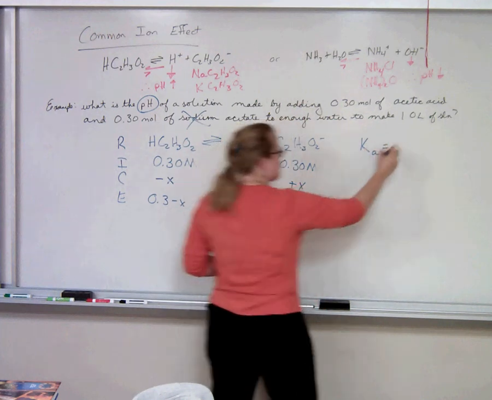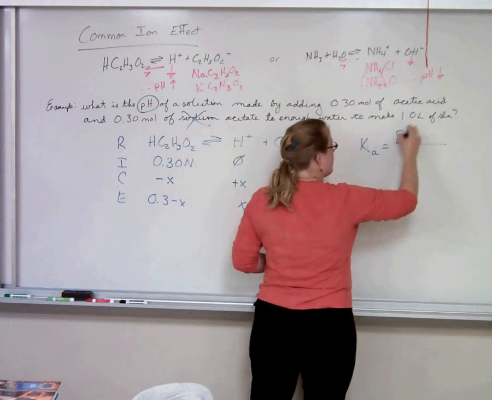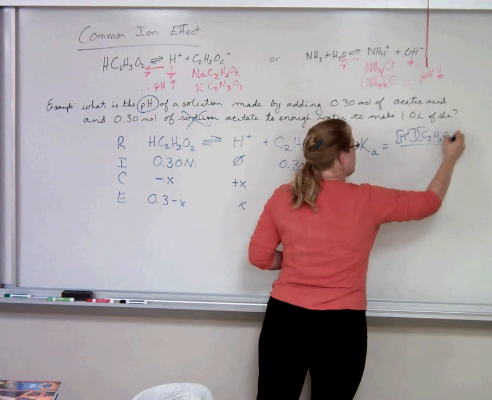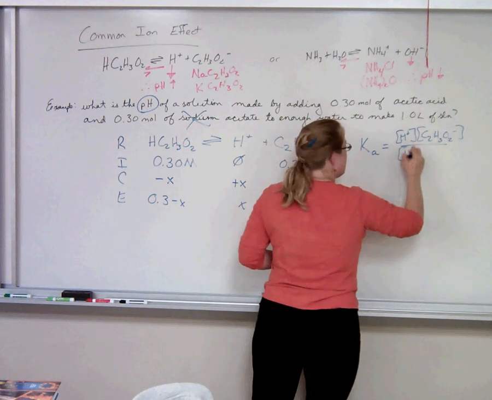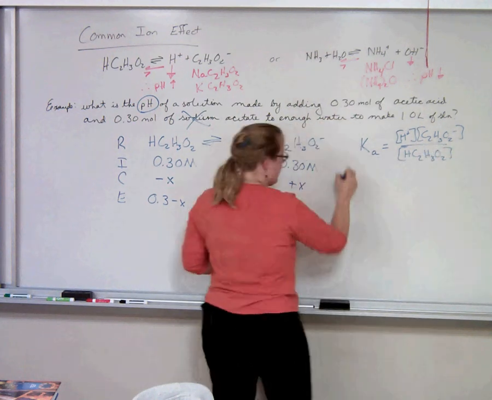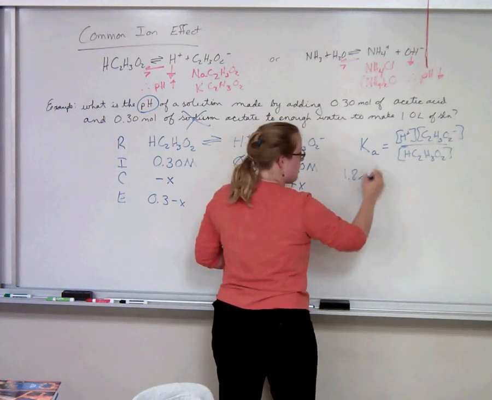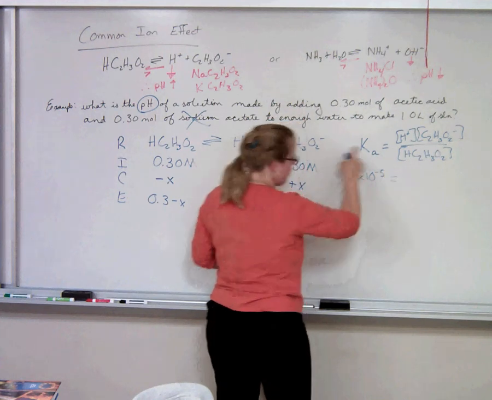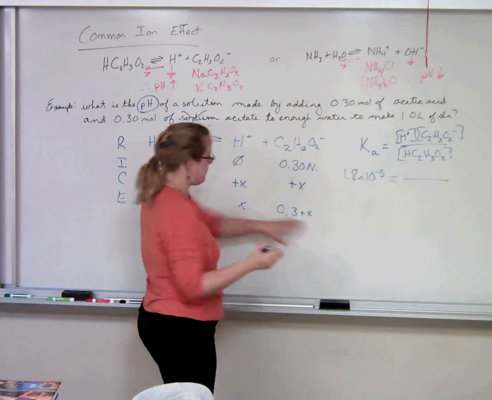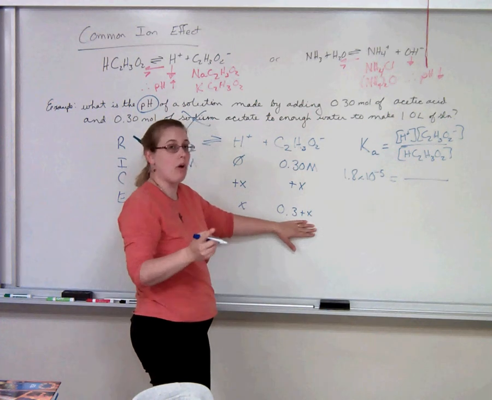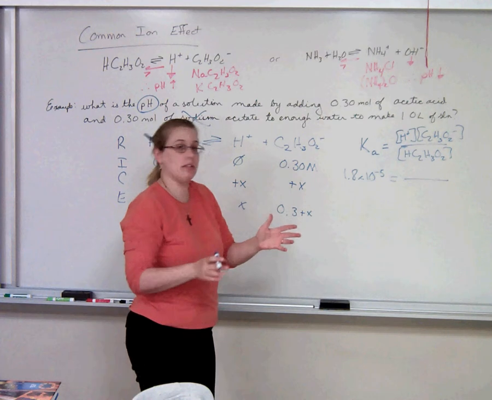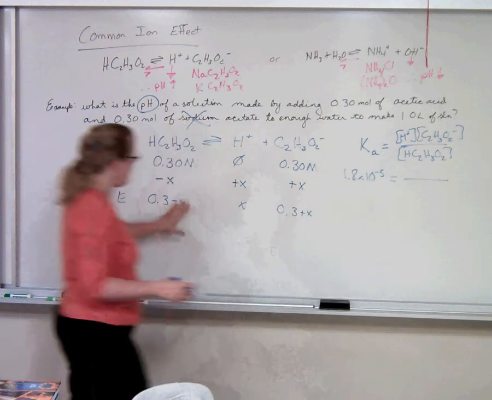And so we write our Ka expression, hydrogen ion, products over reactants. Ka we said was 1.8 times 10 to the negative 5 for acetic acid. Now, this is x. This is 0.3 plus x. But remember, we can get rid of plus x and minus x. So far, we've never had plus x to get rid of, but it works just the same way as getting rid of the minus x.